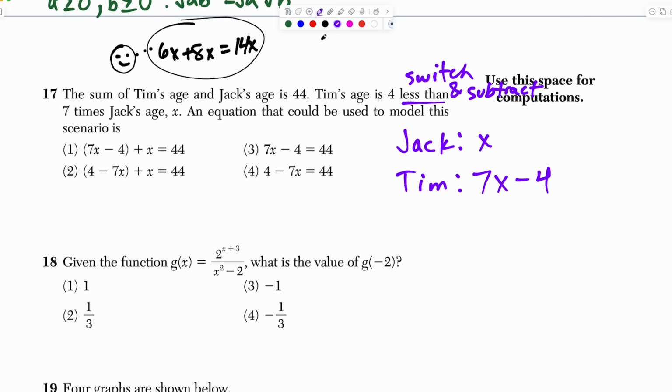But now they're telling us to write an equation here that models this. We have the sum. Okay, so if we look here, the sum tells us to add these. So we would have 7x minus 4 plus x, and they're telling us the sum of their ages is 44. So we set this sum equal to 44, and now these answer choices are out. This one here was the trap that I talked about before, and choice 1 would be our answer.